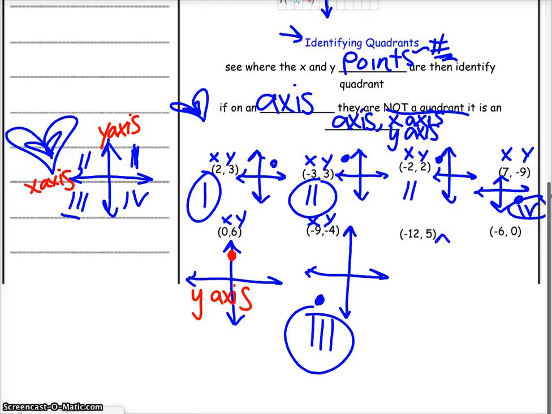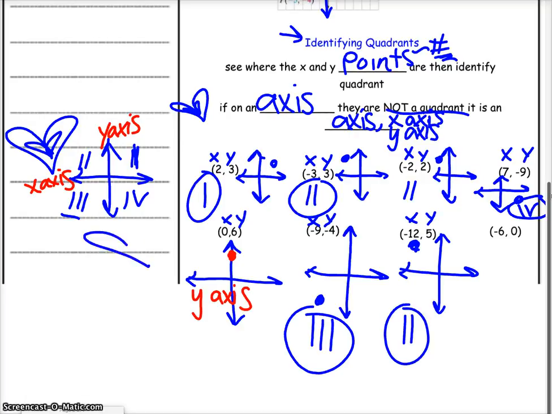(-12, 5), again, draw a rough coordinate plane. My x is -12, that means I'm going to the left. My y is +5, it means I'm going up, so I'm somewhere in this area. That is quadrant 2. I know that because I'm looking at my diagram again.